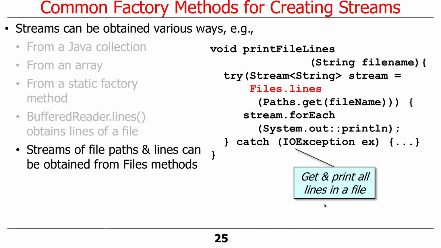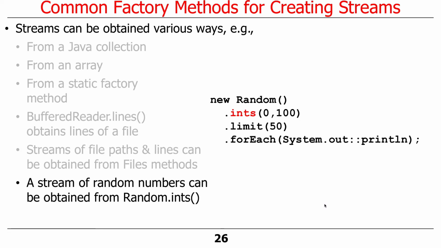Here's another variant of this. There's another class called files, which, as the name implies, is also one of these utility classes. And it's got a method called lines. And once again, we take a file name, and we get all the lines in the file, and we go ahead and print them out.